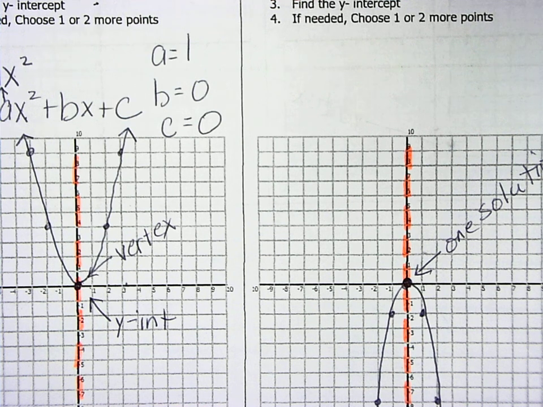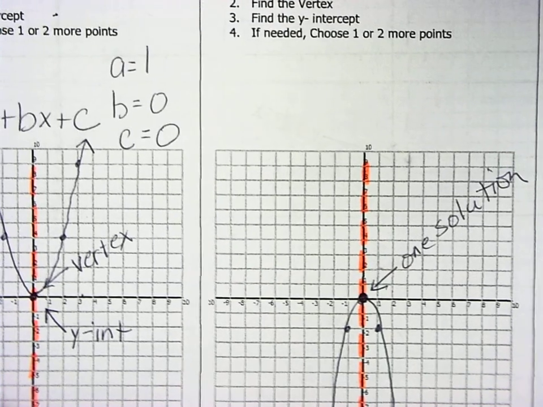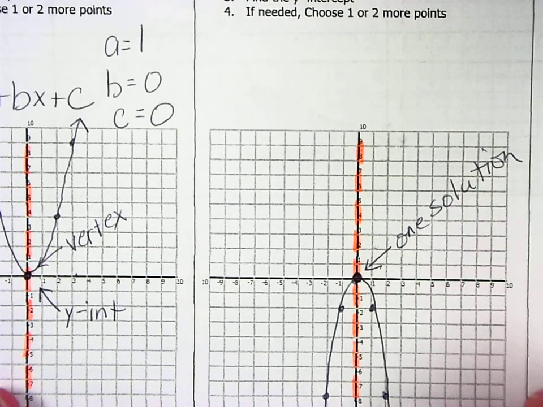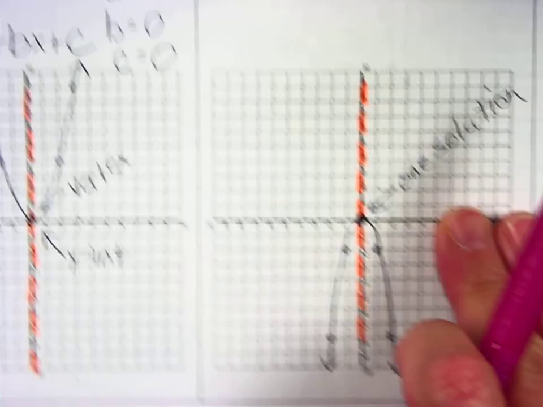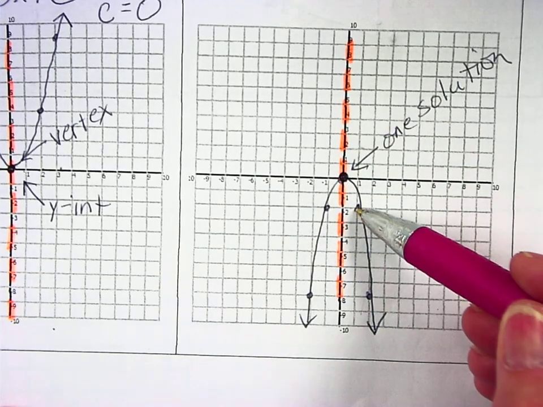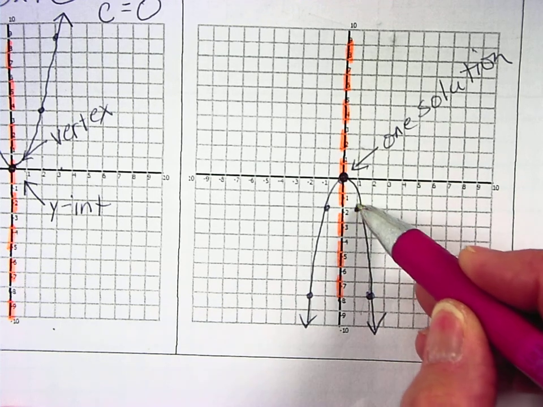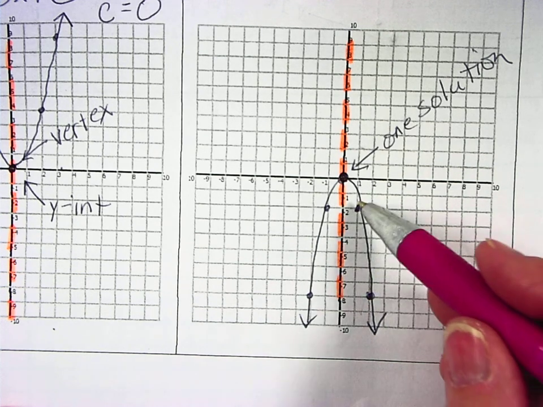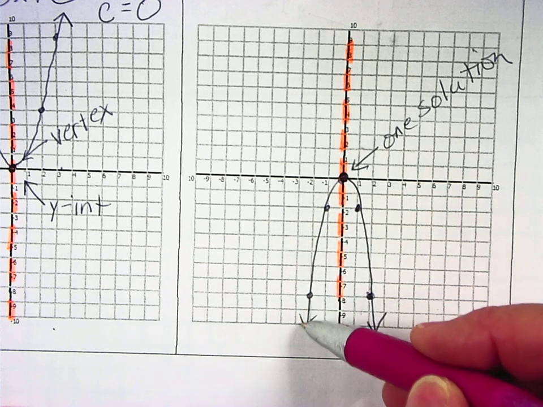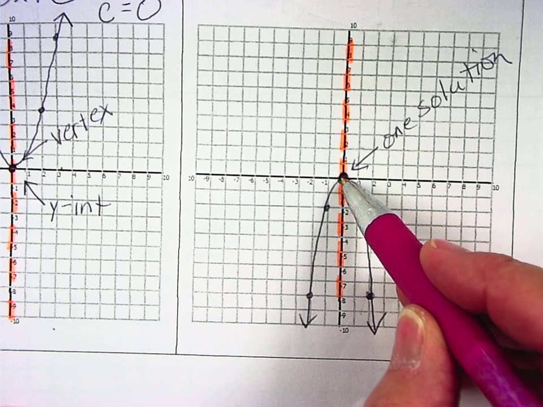Okay, sorry, I got cut off in the middle of number 4. We had found the axis of symmetry and the vertex, I believe. So I plugged in 2 more points. I plugged in x is 1 and x is 2, and I found the points (1, -2) and (2, -8). And I graphed those, and then I graphed their mirror images, and that gave me my graph. And here's my one solution right here.